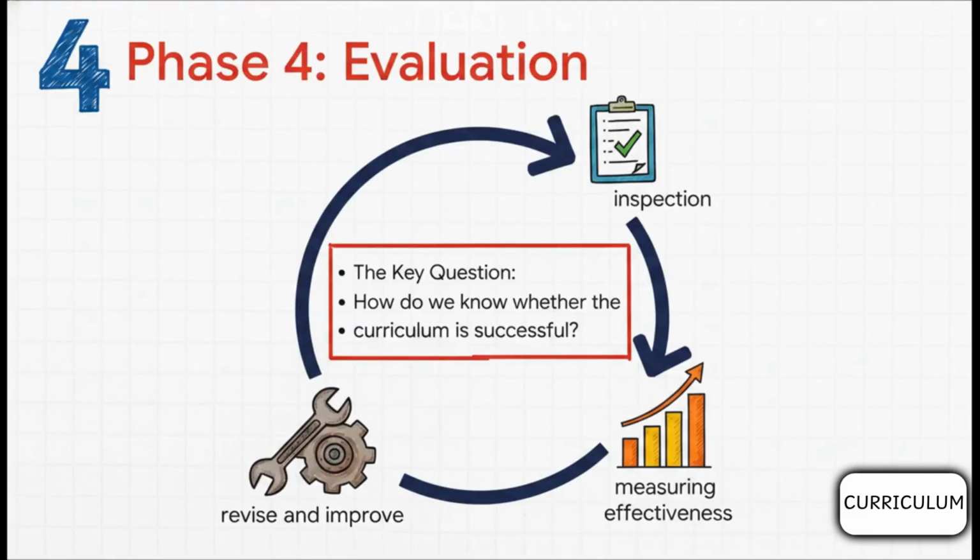And finally, we have evaluation. Think of it as the final inspection. Did the plan work? Was it a success? This phase is all about measuring how effective the curriculum was. And the best part, the results are then used to revise and improve the blueprint for the next go-around. It's this continuous loop of improvement.